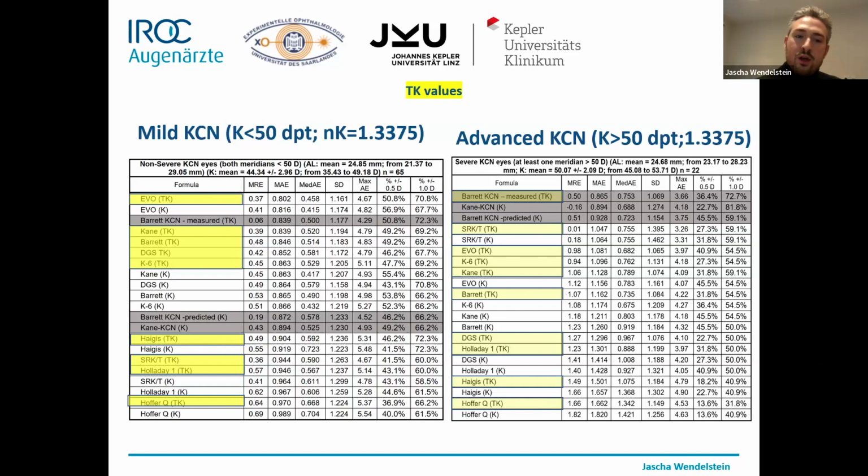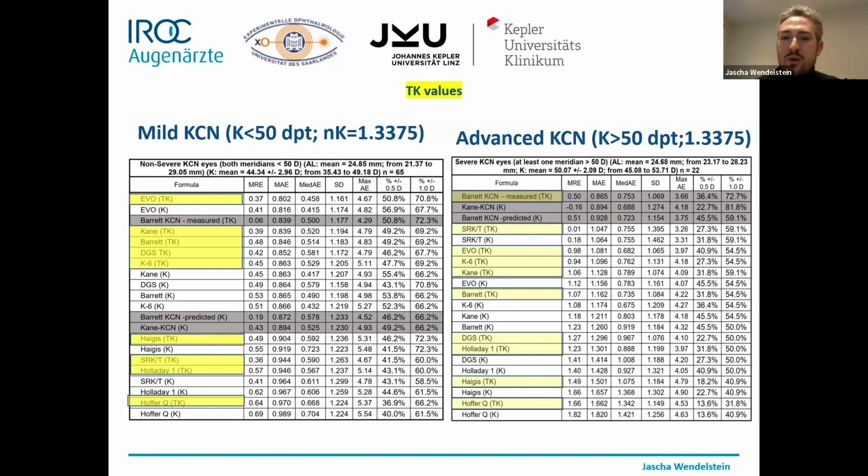And if you look closer, you will see that basically each single formula performed better when TK values were used over K values. The top performers are mostly formula variations or versions that use the TK values. Among the top 6 or top 7 performers here, we have 5 which were using the TK values.